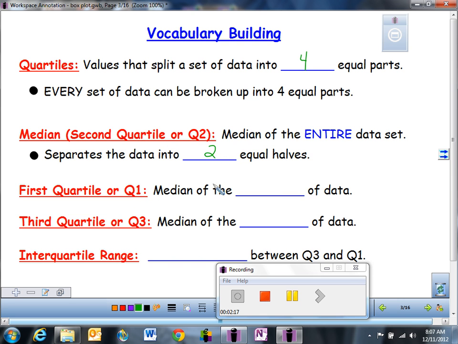The first quartile is the median of the first half, and the third quartile is the median of the second half. The interquartile range is the difference between quartile 3 and quartile 1. And we'll go through an example with all of these.